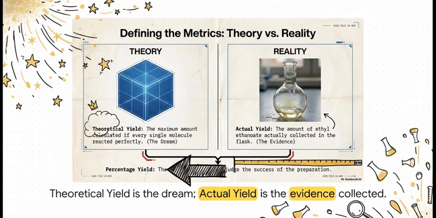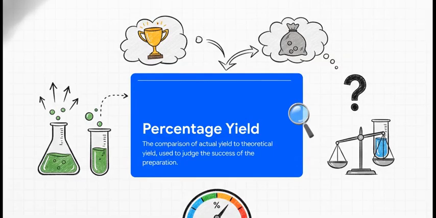Then, on the other side, you have the actual yield. This is the cold, hard evidence, the real, measurable amount of stuff we actually managed to collect in our flask. So how do we measure the gap between that dream and the reality? Well, we use a metric called percentage yield. It's really just a simple comparison of what you actually got versus what you could have gotten. This number is going to be the final verdict on how successful this experiment really was.